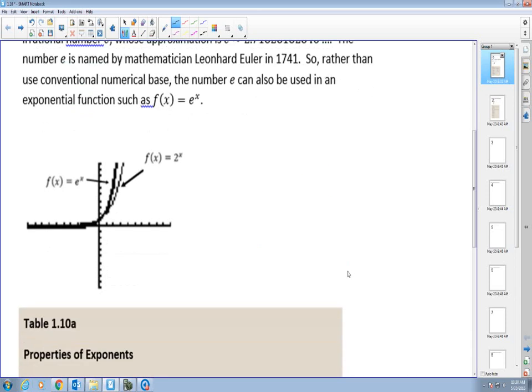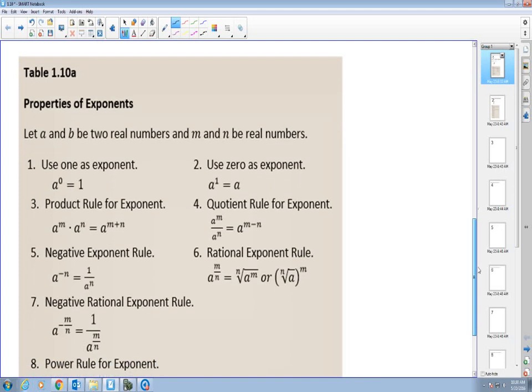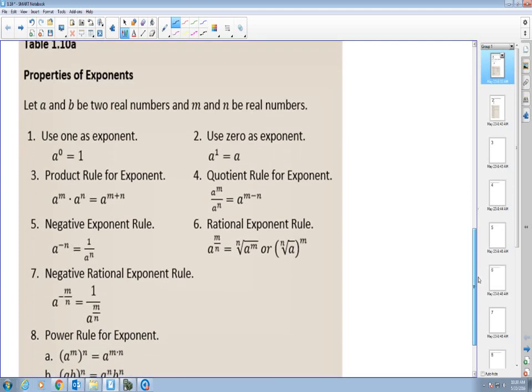Alright, for this table, you're looking at the properties of exponents. Okay, we have anything to the 0 power is 1. So using 0 as an exponent. I can use 1 for an exponent. Anything to the first power is the number itself.